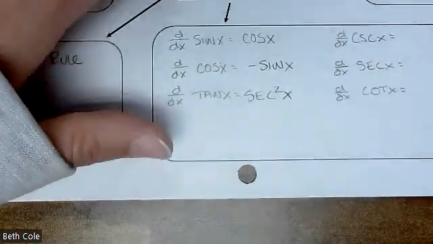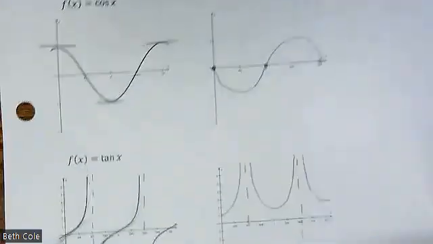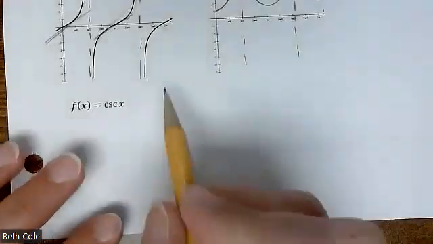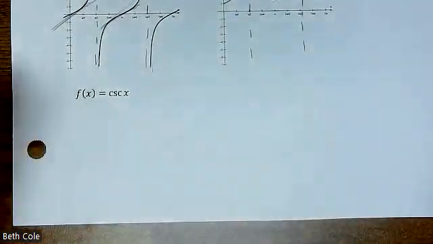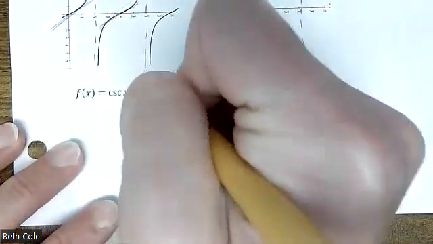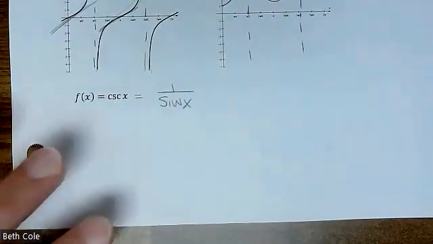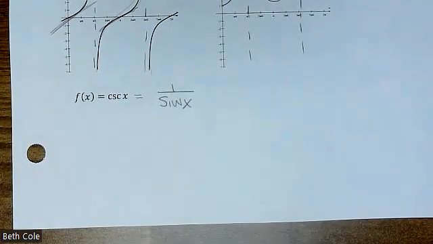All right, after that, I don't do any more graphs. I only really go through the explanation of one more of these. You can rewrite cosecant as 1 over sine. Do you remember that from pre-calc? Okay, rewrite it as 1 over sine.